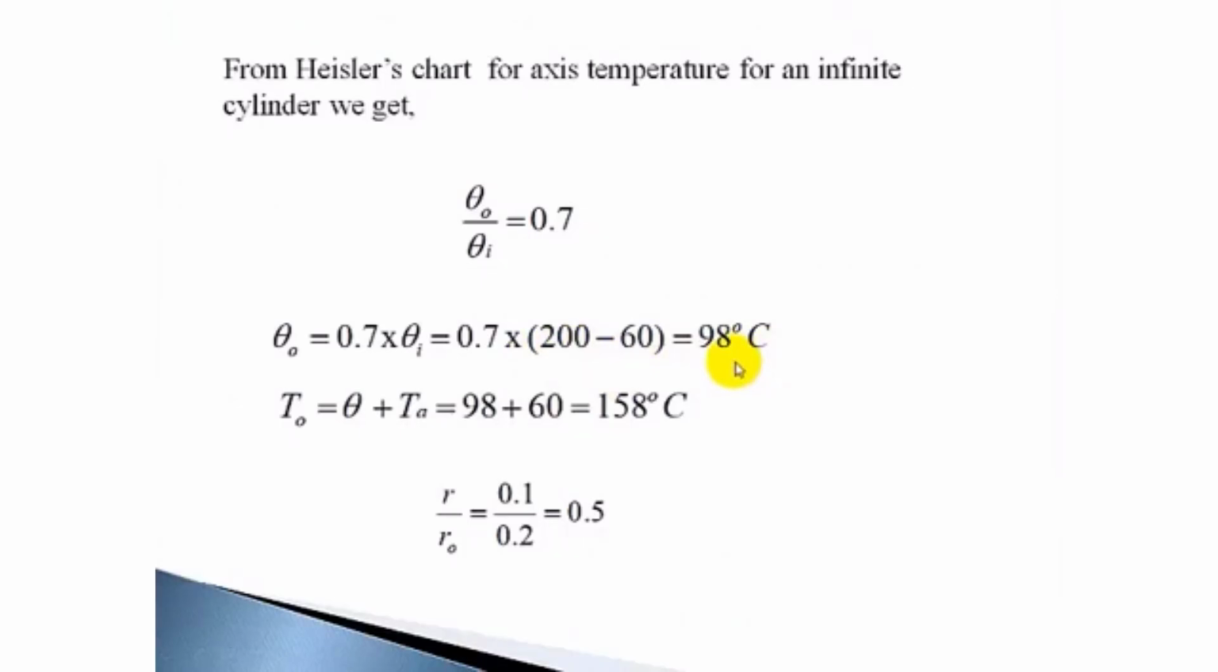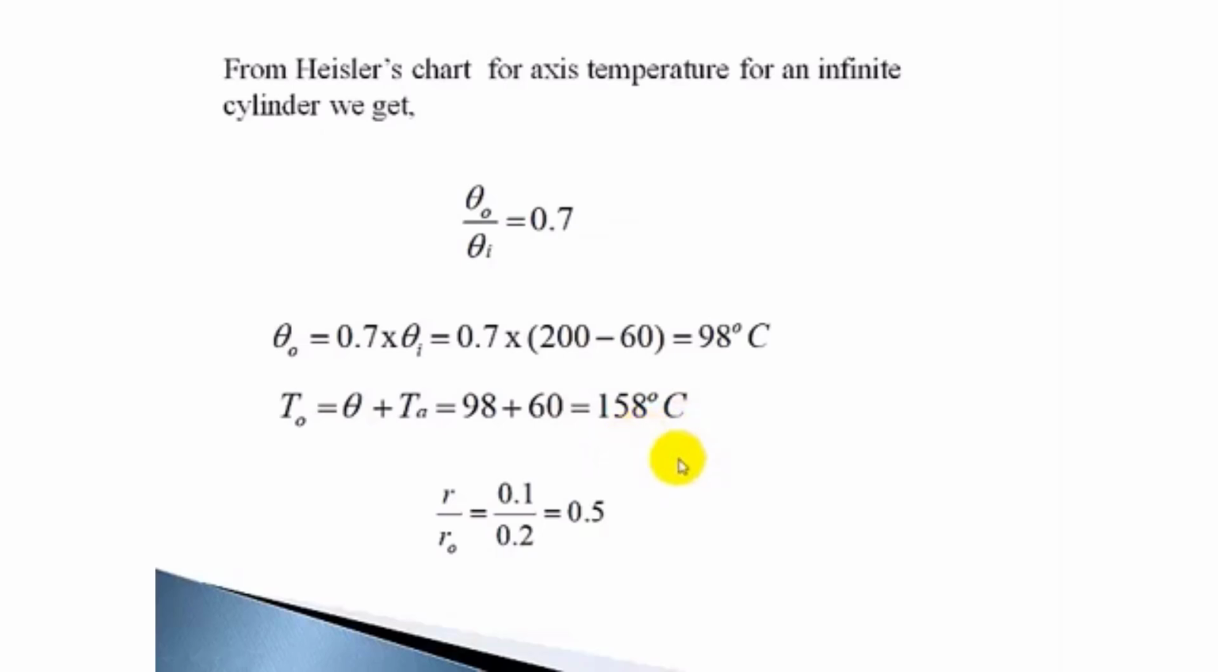After 5 minutes, initially what was the temperature difference? Initially it was 140 degrees centigrade. Even the axis was at 140, the surface was at 140. At the end of 5 minutes, that is 300 seconds, the temperature difference at the axis is 98. Now you have to find the temperature at the axis. Theta 0 plus TA, which gives 98 plus 60. So that is 158 degrees centigrade. You get the temperature at the axis at the end of 5 minutes as 158 degrees centigrade.